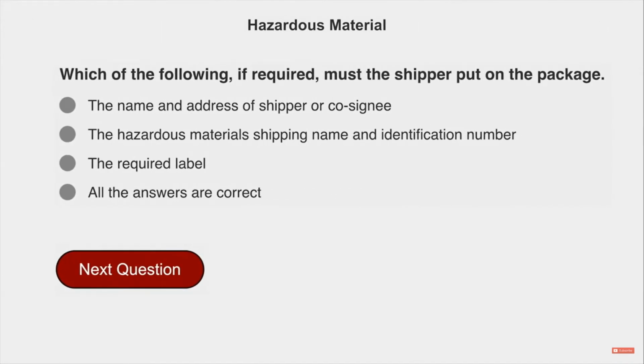Which of the following, if required, must the shipper put on the package? All answers are correct. The name and address of the shipper or consignee, the hazardous materials shipping name and identification number, and the required label.